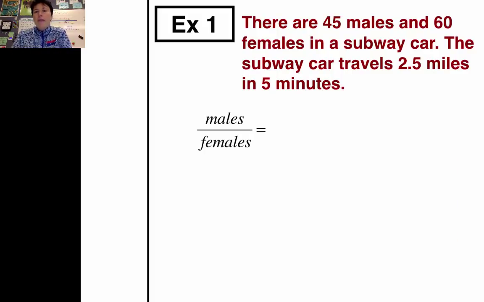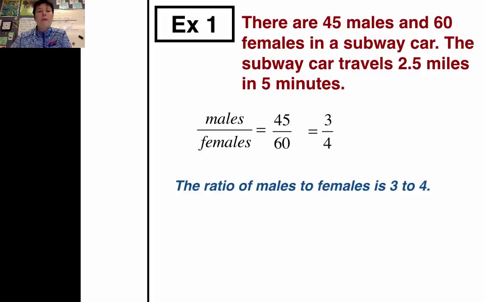So first off, the male to female ratio. So someone has gone in to the subway car and counted how many guys are there, how many girls are there. And they found out there are 45 males for every 60 females. That's a ratio. You can even simplify that down to 3/4 if you divide that down. So the ratio of males to females is 3 to 4, meaning every time there are 3 guys on this subway car, there are 4 girls. All right, so that's our ratio.